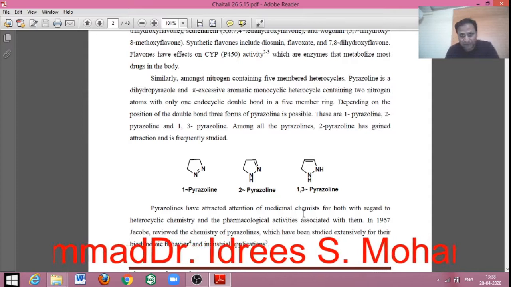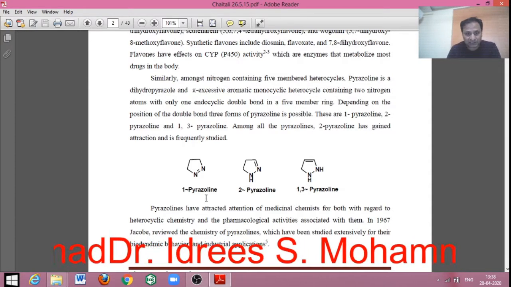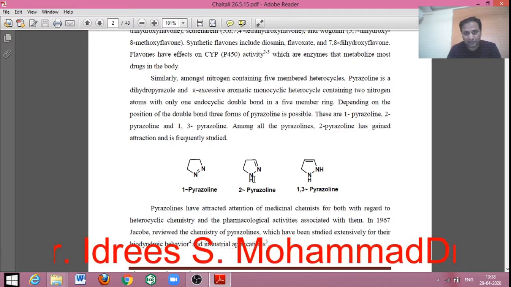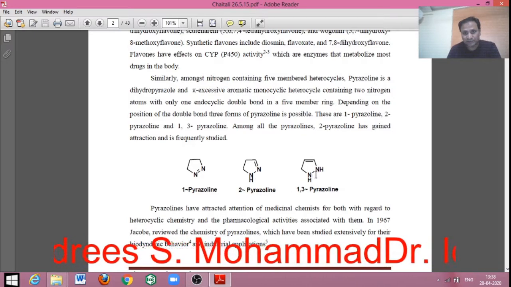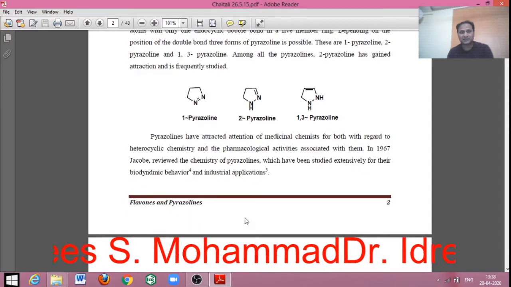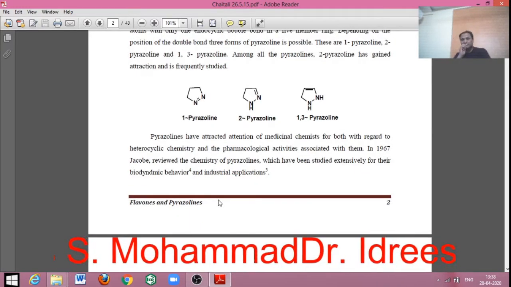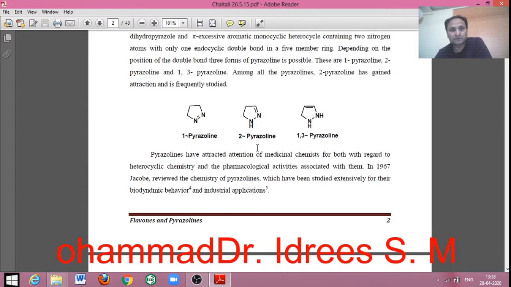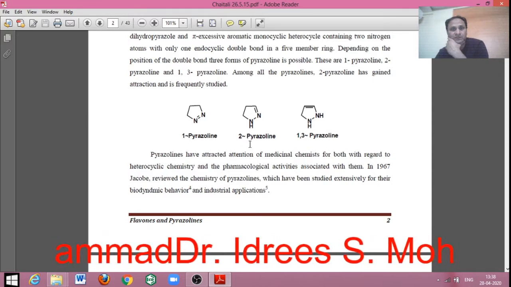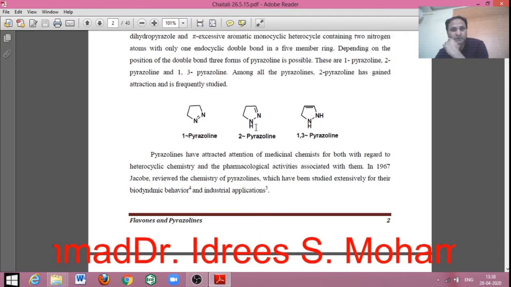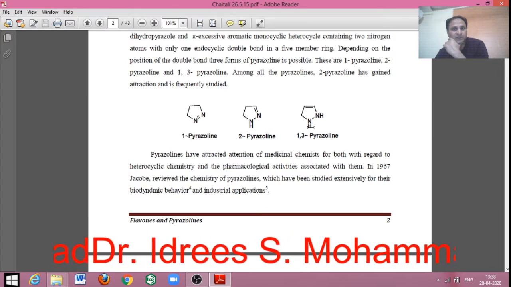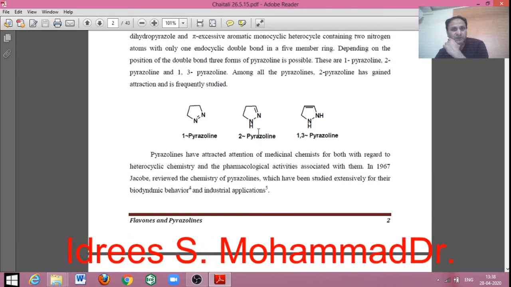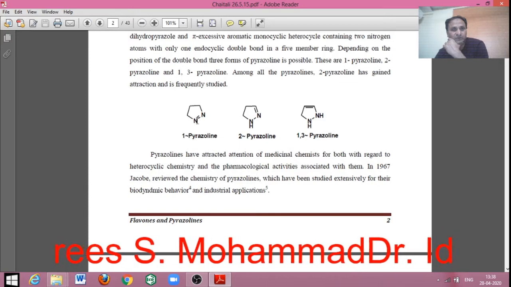One position, two position, three position. Here 1, 3. This is one position. 1-pyrazoline, 2-pyrazoline, 3-pyrazoline. These are the structures: 1-pyrazoline, 2-pyrazoline, 3-pyrazoline.